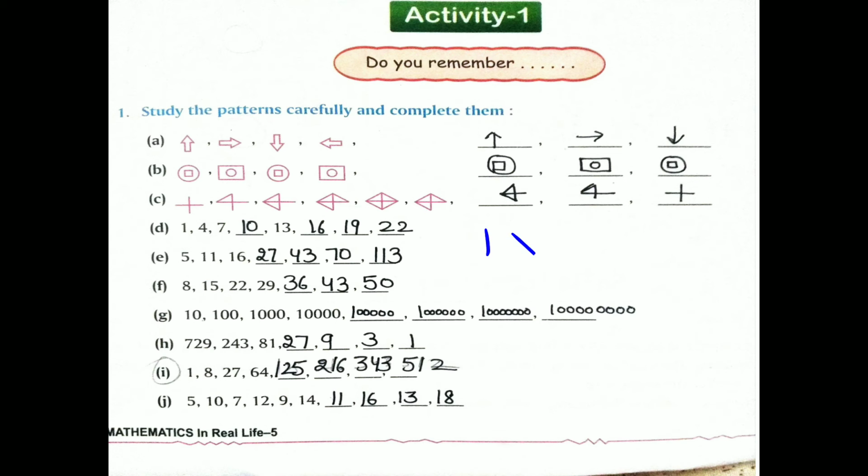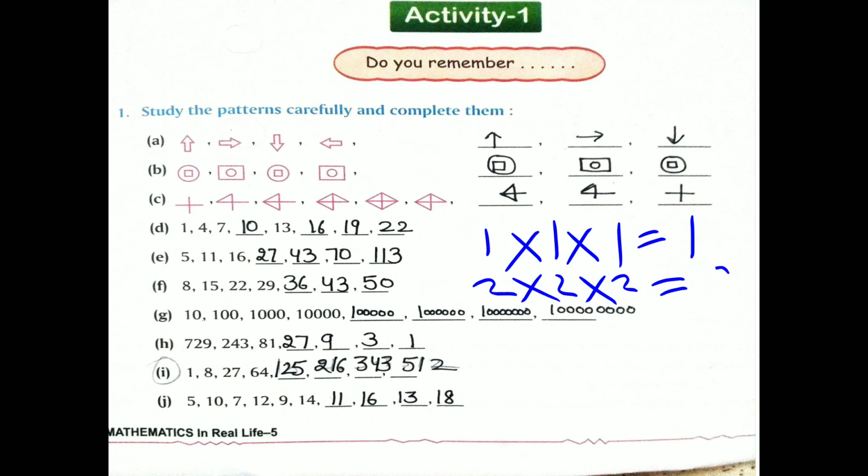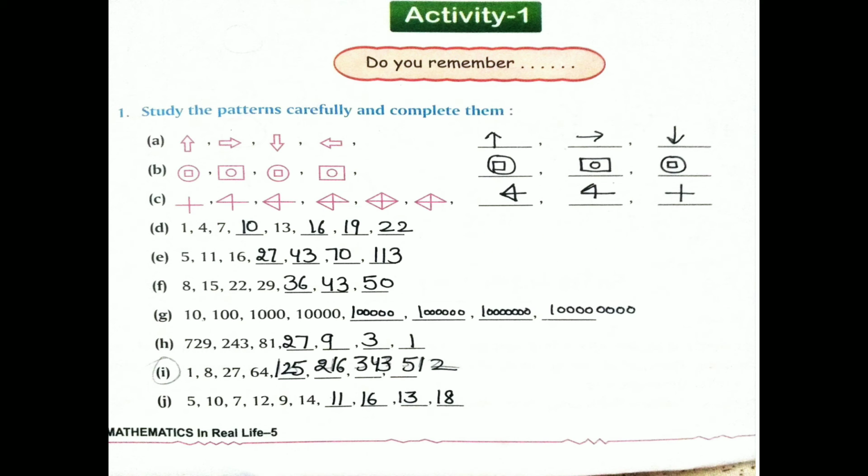Now I part. First written 1. 1, they multiply 1 three times. Answer comes 1. Then 8. How many times they multiply 8? 2 into 2 into 2. So answer comes 8. Then they multiply 3, 3 times. Answer comes 27. Now next time they multiply 4. How many times? 3 times. 4 into 4 into 4. Answer comes 64. Then next 5 you have to multiply 3 times.